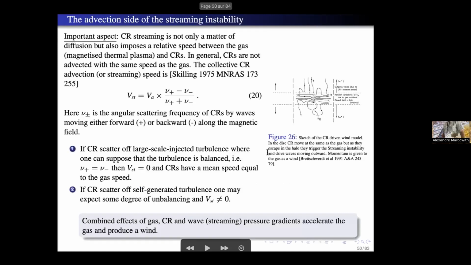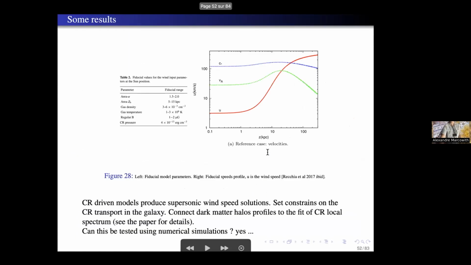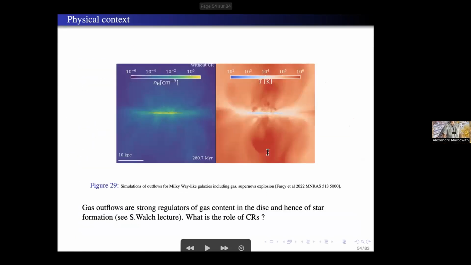So people have tried to look at this. I will move directly to simulations, because this is connected with Stephanie's lectures this morning. This is an example of a simulation of outflow in our Milky Way galaxy. It includes gas and supernova explosions and also radiative transfer. And so you see that people are trying to reproduce this.